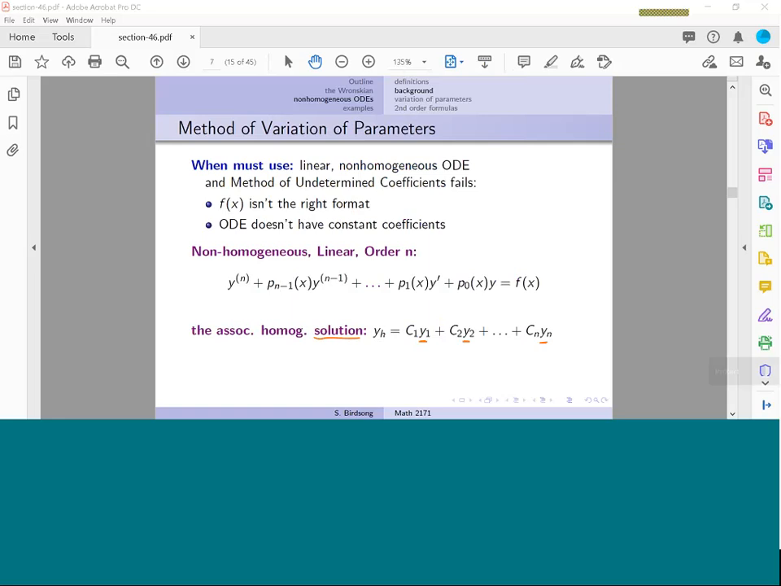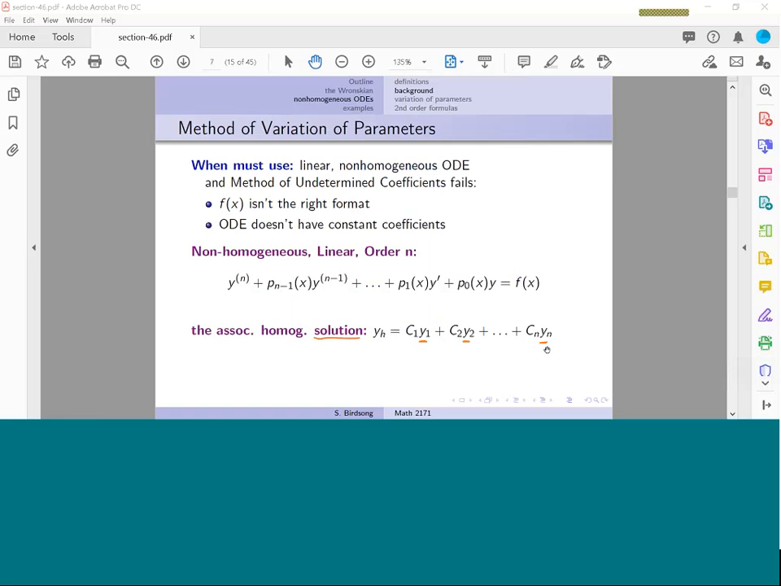Okay, so I was just going over stuff we've done before. So this here is a non-homogeneous linear differential equation, same format we had on the previous slide. This one here was our associated homogeneous solution, and a reminder to ourselves, the y with subscript, those were the individual solutions that we found from the roots of the characteristic equation.